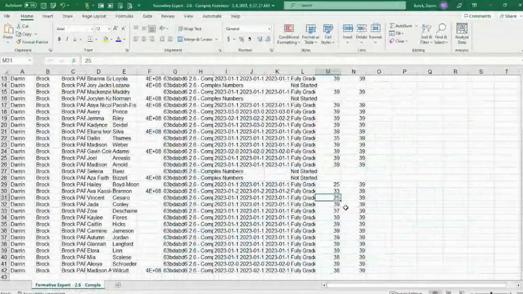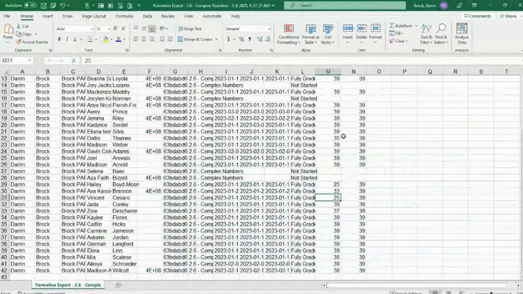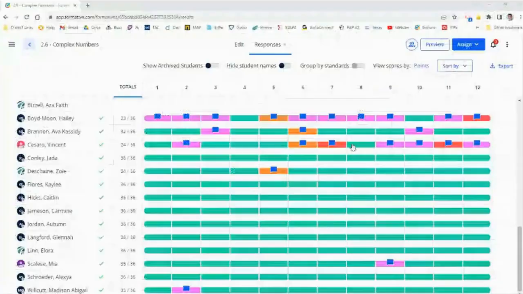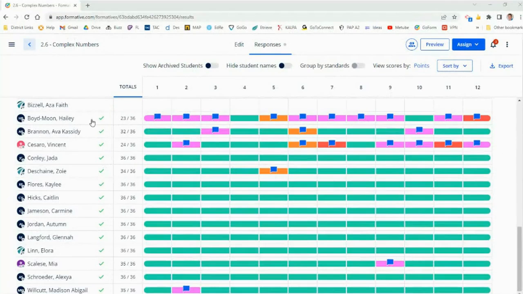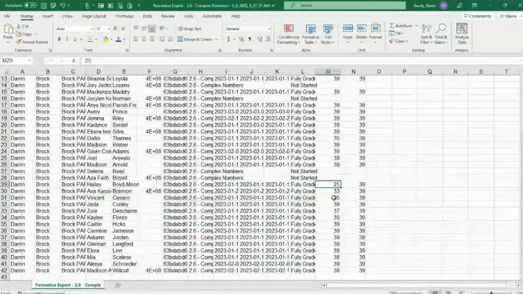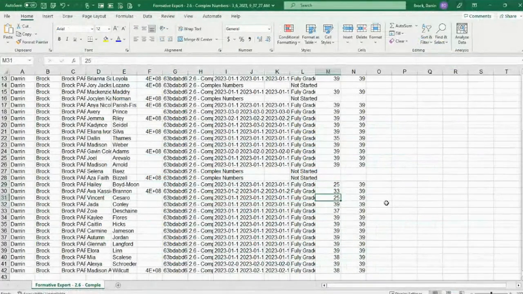See, it shows him with a 25. So if I subtract 3 from all these scores, his would be a 22, which is not correct, because when I look at the actual formative, for some reason he's got 24 out of 36. Boyd Moon has 23. What did it give her? Gave her a 25. See, gave both of them 25. That's not what they scored.